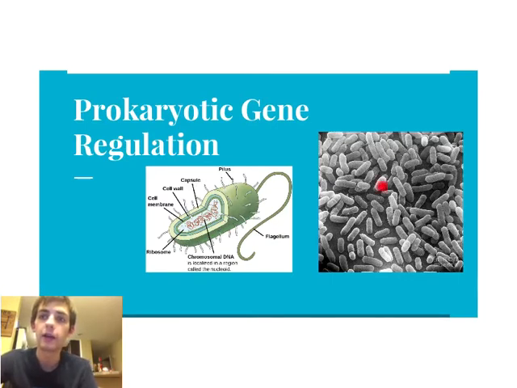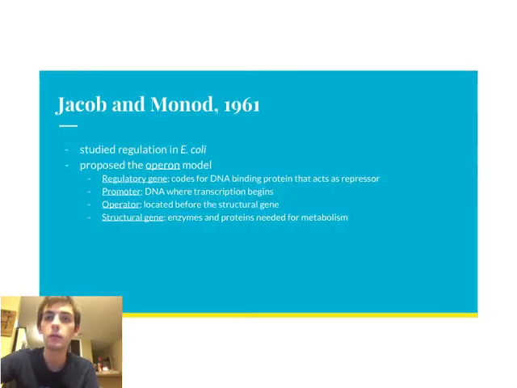Here's a diagram of E. coli, which is what we're going to focus on when we talk about gene regulation. A little bit of background: gene regulation being studied specifically in E. coli goes back to about 1961, when Jacob and Monod, the last names of the two scientists, started studying regulation patterns in E. coli, and they came up with this operon model.